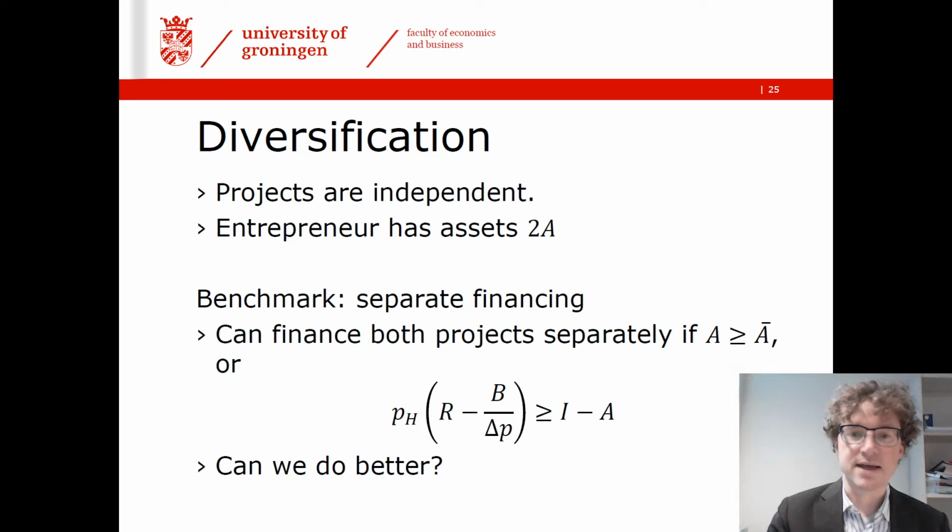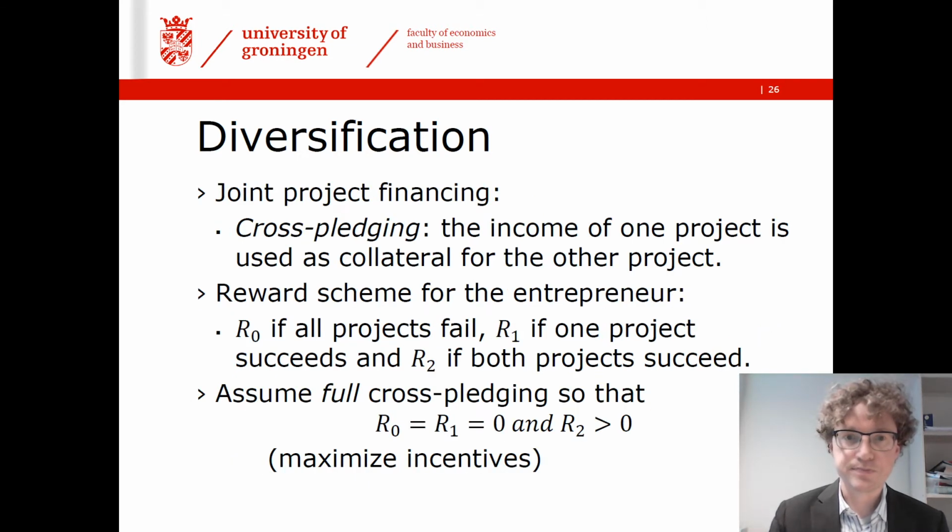Now the question is, of course, can this entrepreneur do better than that? Can they somehow find a way to carry out both of these projects? And what we are going to look at here as a solution is essentially joint project financing. So we're going to put together these two projects side by side and ask for financing for both of them together.